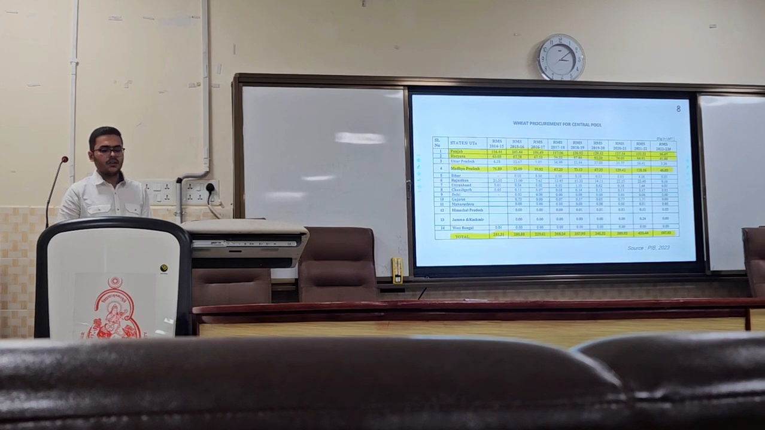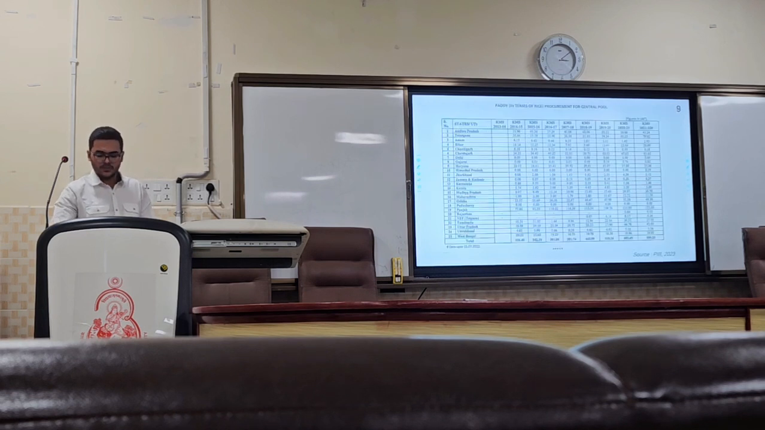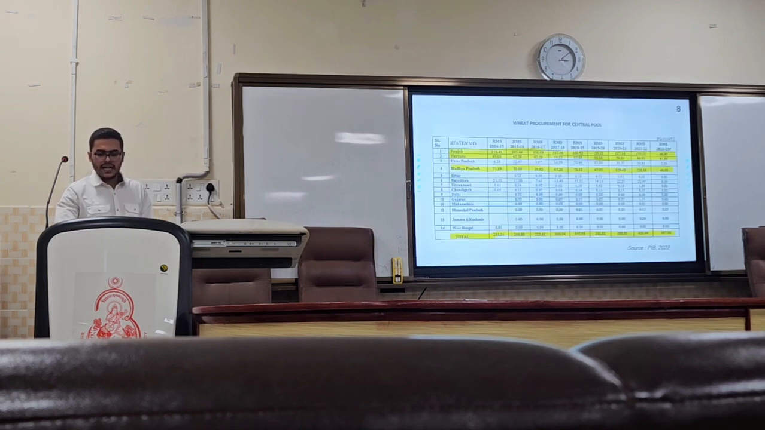This is the data of wheat procurement state-wise for the last 10 years. If you see Punjab, Haryana, and Madhya Pradesh, every single year it is more than 85%. In the last year, 2022-23, you can see 96 plus 41 plus 46, almost 180 approximately. So that much is procured by these three states, which is more than 90%.